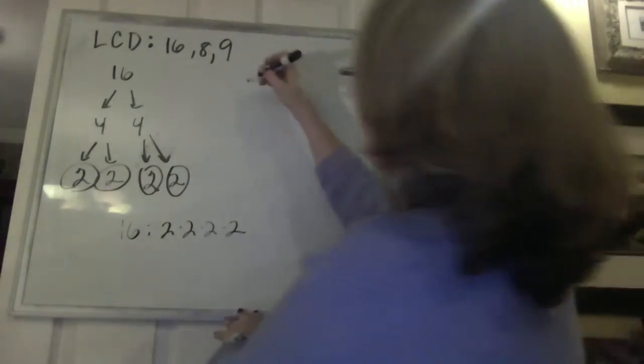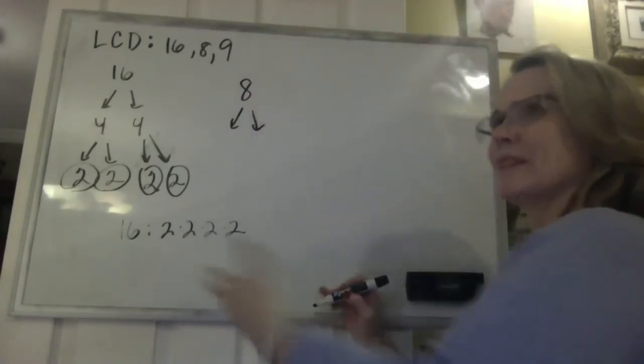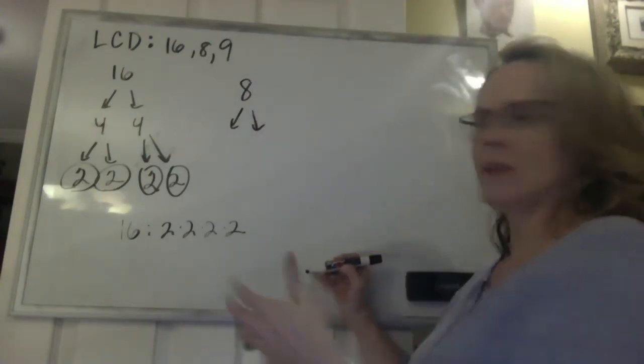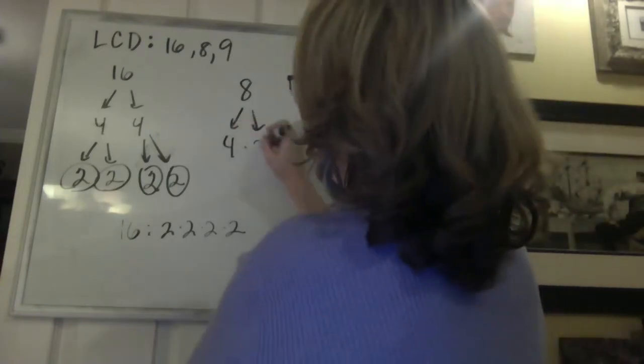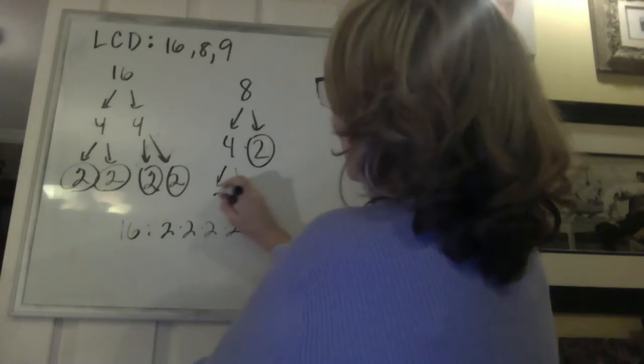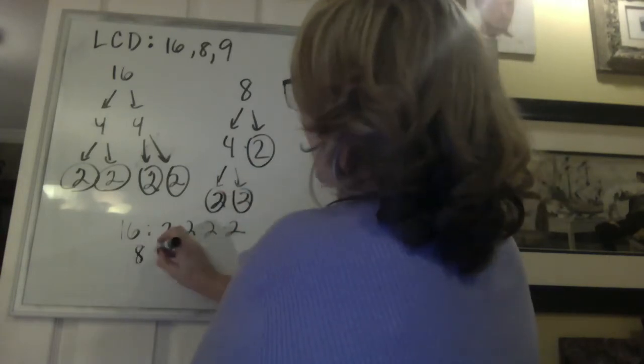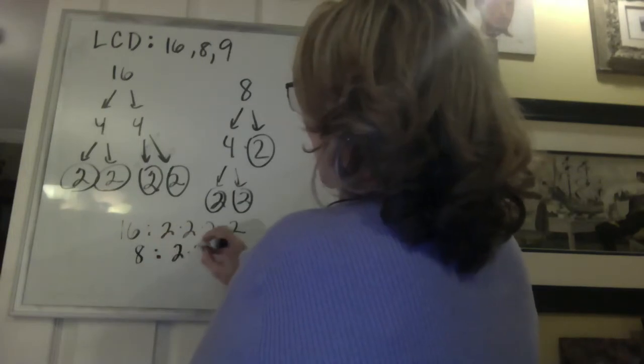Okay. Now let's take 8. To get its prime factorization, let's ask ourselves, well, what times what gets me 8? And of course, that's 4 times 2. And I can break up the 4. 2 was prime. That gets me 2 times 2. And so I can say the prime factorization of 8 would be 2 times 2 times 2.